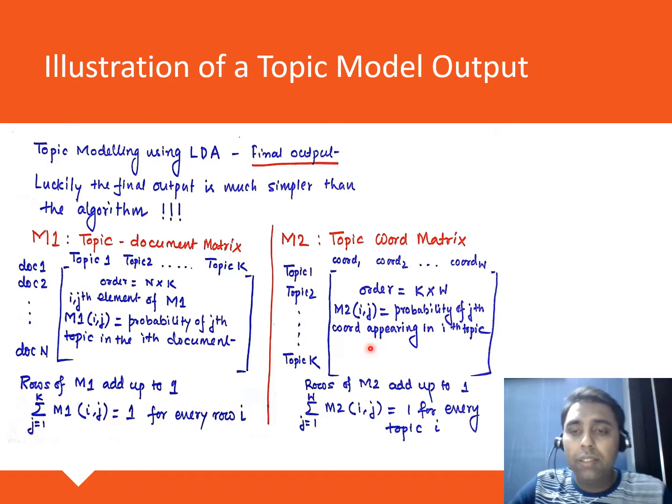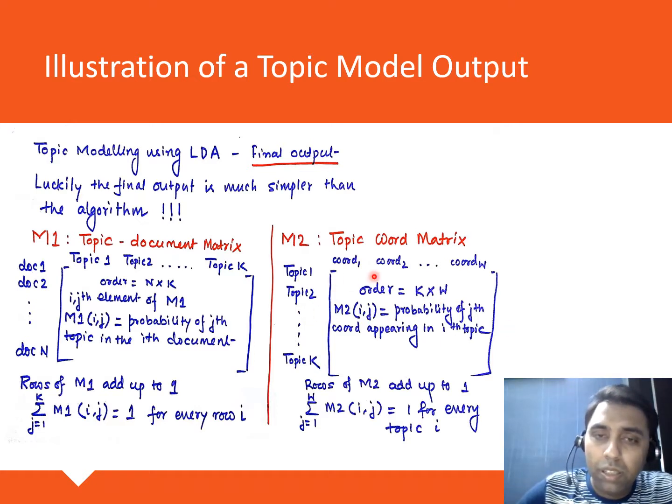And once again, it is these probabilities which help us understand which words are more likely to be present in which topic, and which words are less likely to be present in which topic. And it's essentially the words which are more likely to be present in certain topics which help us interpret what the context of the topic is, right?